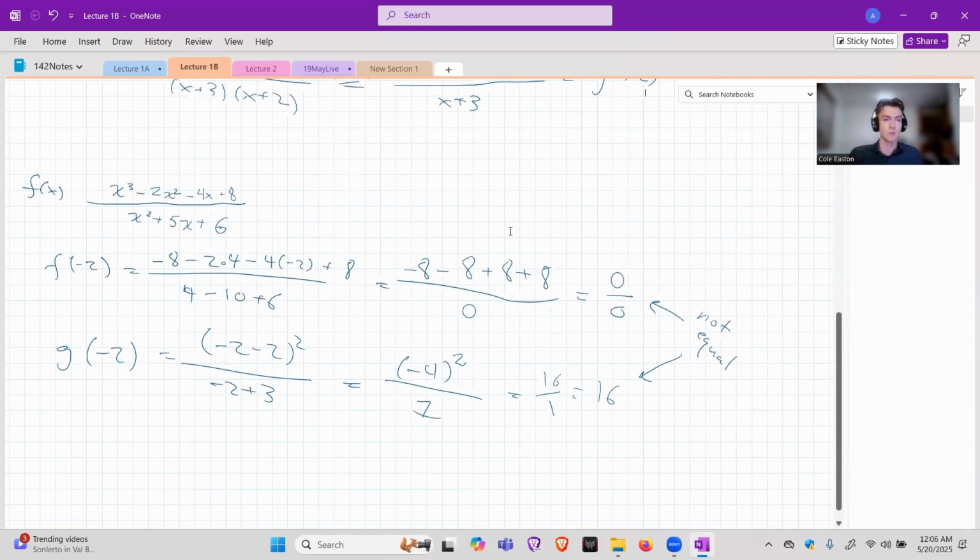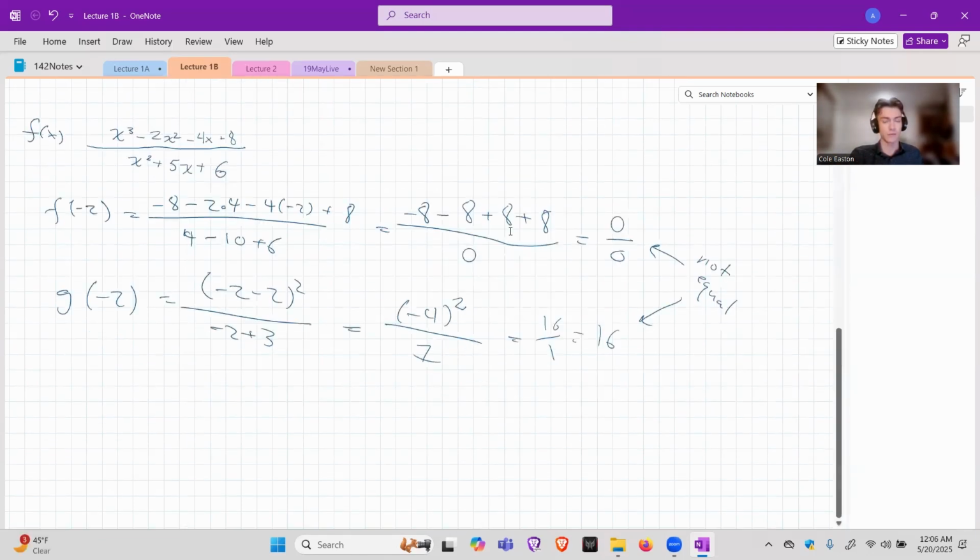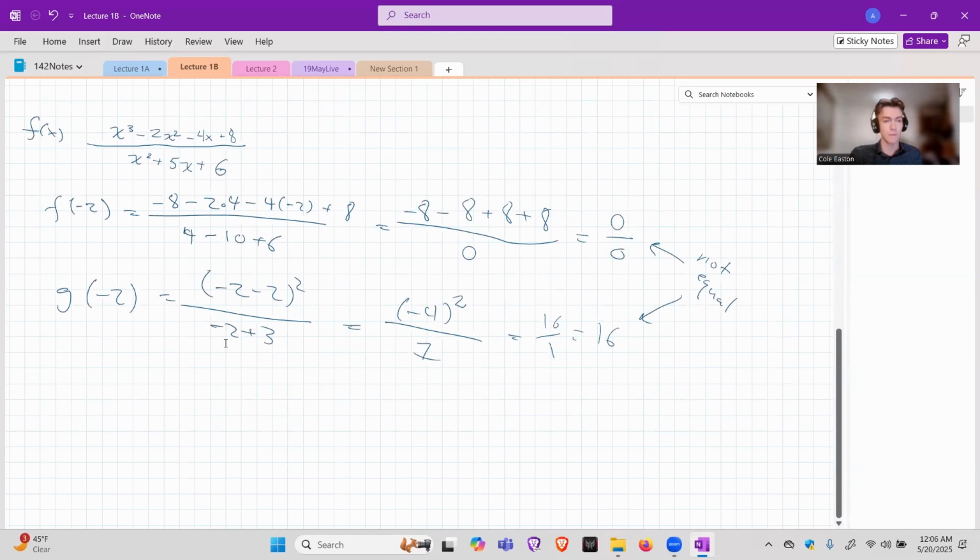And so you can just pause the video and check through these details to see what I did. I just didn't want to go through the tedium of doing that live. But we see that when we plug -2 into f of x, we're going to get 0 over 0. And when we plug -2 into g of x, we're going to get 16. And so those are not the same.